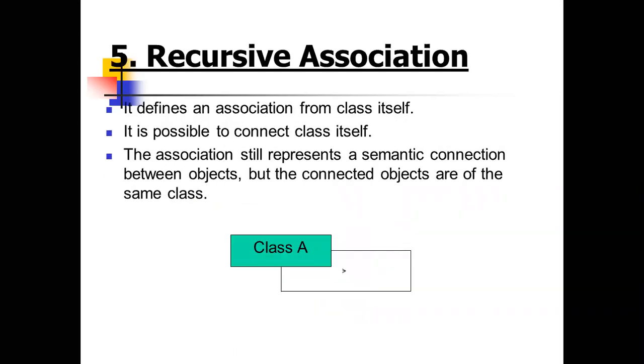The next association is the recursive association. It defines an association from a class to itself. It is possible to connect a class to itself; here you can see the class is connected to itself. The association still represents a semantic connection between objects, but the connected objects are of the same class. We can connect multiple objects, but those objects will be from the same class. This is the recursive association, where the class is connected to itself.